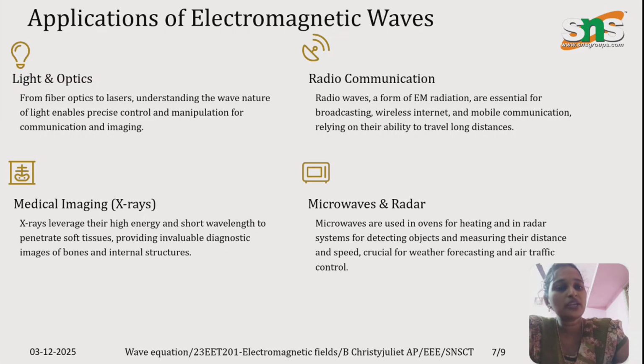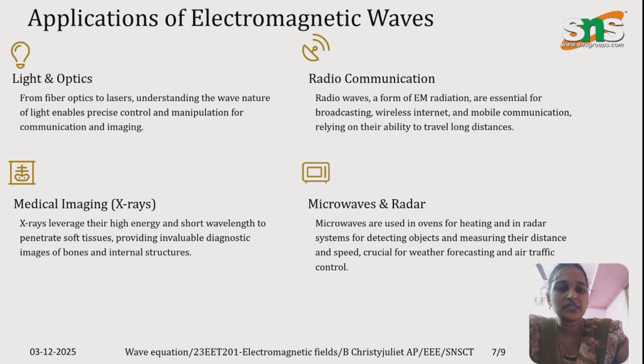And for radio communications also, a form of electromagnetic radiation is essential for broadcasting radio waves through wireless internet and mobile communications, for longer distance communications. For X-rays, high energy and short wavelength electromagnetic waves are used to penetrate through soft tissues in order to get valuable data from the human body. Therefore, we can easily diagnose images of bones and internal structures, tissues, etc.